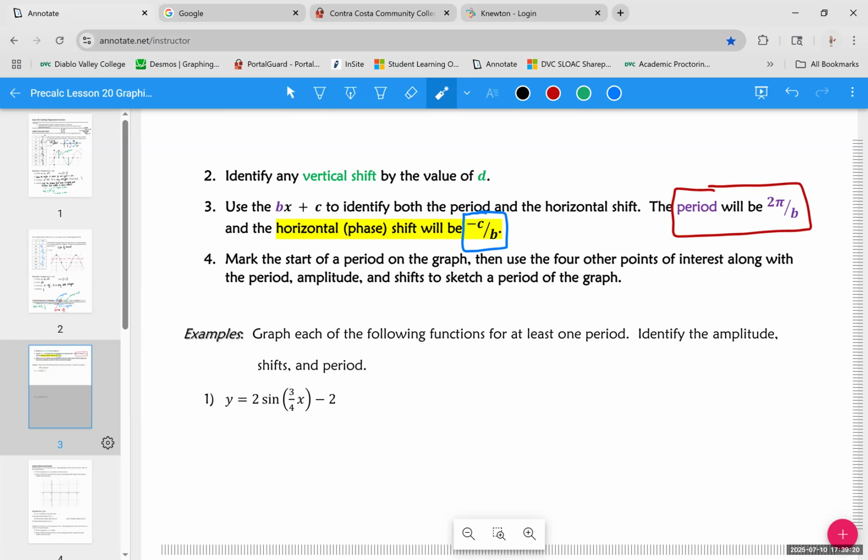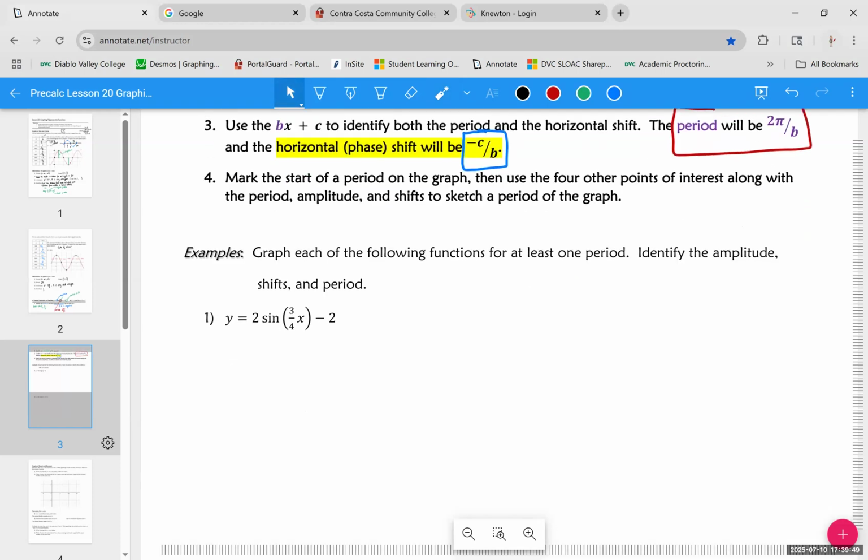So the first thing you're going to do is identify all of those pieces. What's my period? What's my amplitude? What are my shifts? And then you want to mark the start of the period on the graph, the end of the period on the graph, and use the 4 other points of interest along the way: it starts at 0, 0, goes up, goes down to 0, right? Those are the points you're going to use to draw the graph. So let me give you an example of one of these.